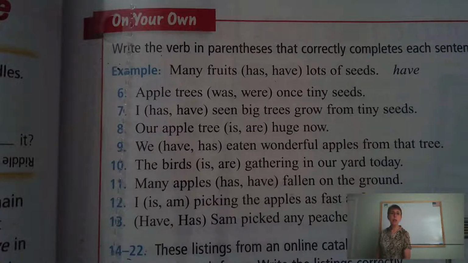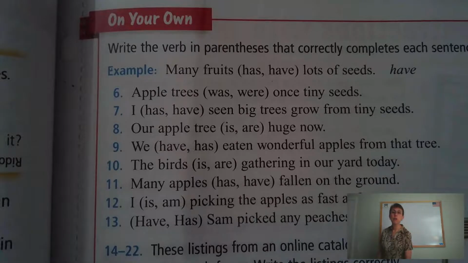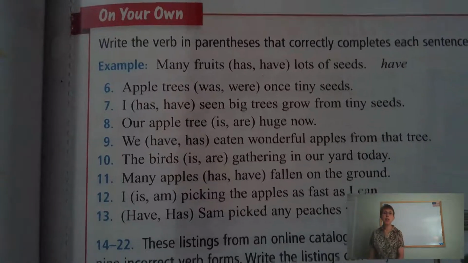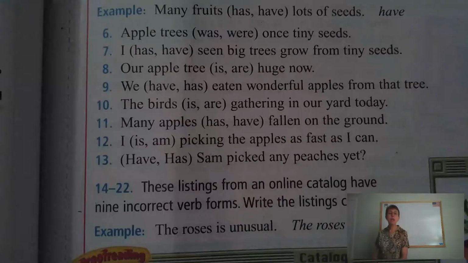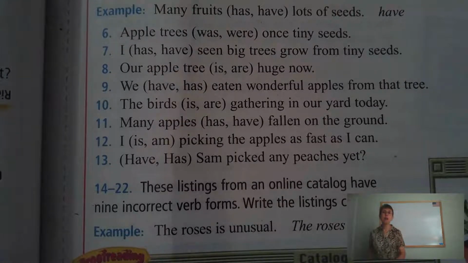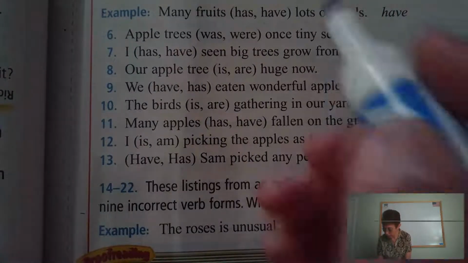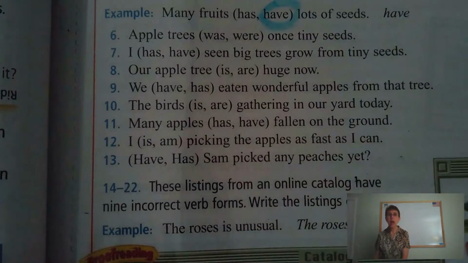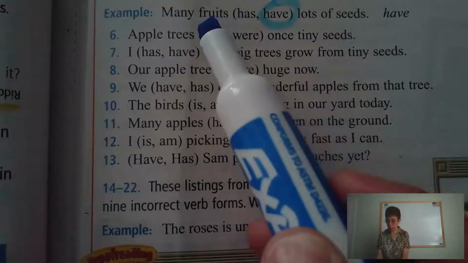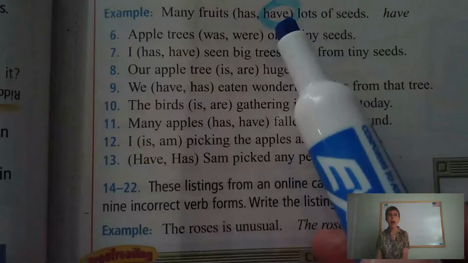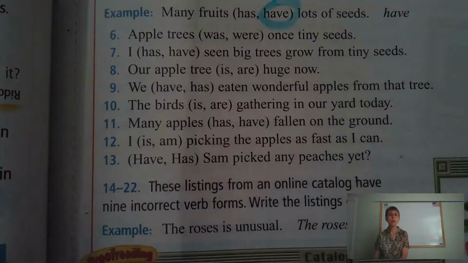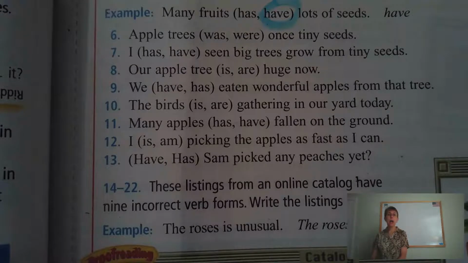Here it says to write the verb in parentheses that correctly completes each sentence. So let's take a look at the example. Many fruits has or have lots of seeds. Now again, you can just listen to how it sounds and you know what sounds correct to you. Many fruits have lots of seeds. Have. But again, it's subject-verb agreement. Fruits have. Fruits is plural. Have is the plural form of the verb that we use.